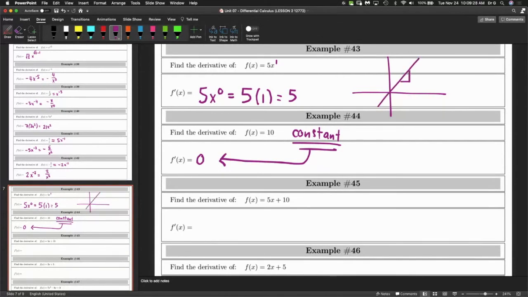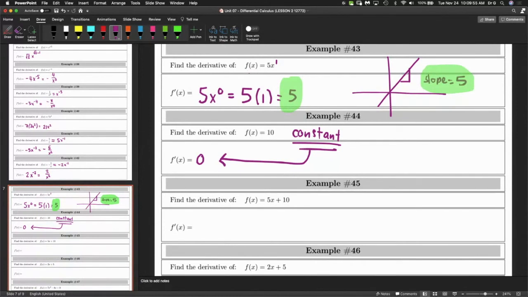And what is the slope of that line? What's the slope of this line? 5 over 1. Oh, wait a second. Isn't that the answer here? That's exactly what it's saying. It's saying if you have a linear function, the derivative is simply the slope of that function.